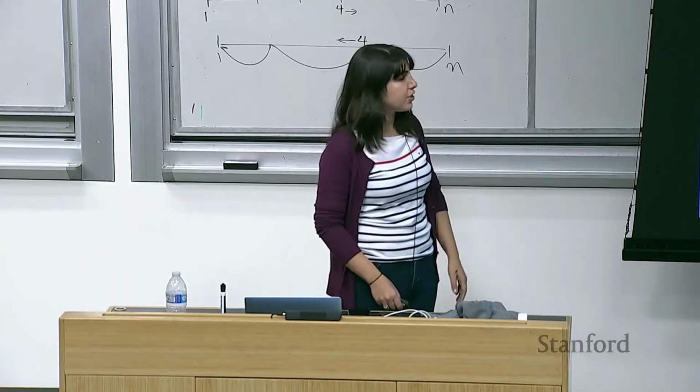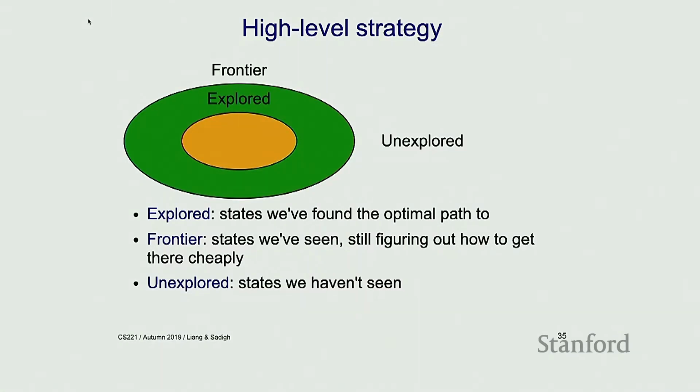If you remember what we were doing in uniform cost search, we had 3 different sets. We had an explored set, which was the set of states that we have visited, we are sure how to get to them, and we know the optimal path and everything about them. We had this frontier set, a set of states that we have gotten to, but we are not sure if the cost that we have is the best cost. There might be a better way of getting to them, and we are not sure yet. And then we have the unexplored set of states, which are states that we haven't seen yet.